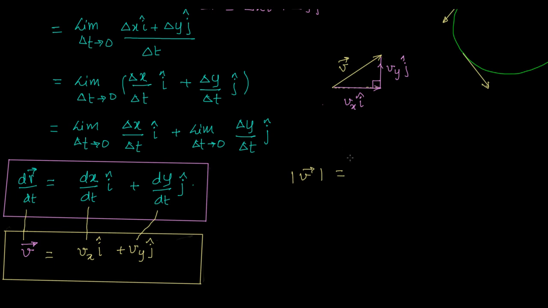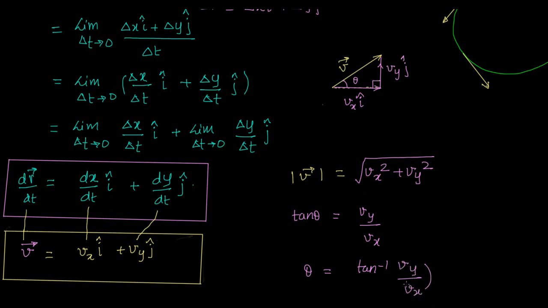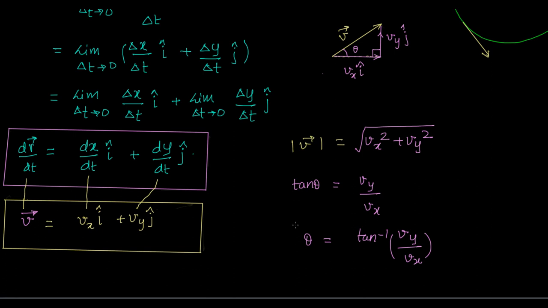So what is the length of this? Mod V is nothing but the root over Vx square plus Vy square, right? And what is the angle that it makes with the positive direction of the x-axis? This is after all the positive direction of the x-axis. So tan theta can be found out to be Vy upon Vx, and applying the inverse trigonometric concept that you'll be studying in class 12, inverse trigonometric functions, theta is tan inverse of Vy upon Vx.